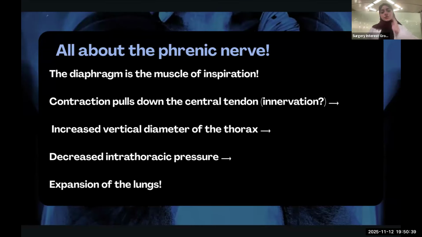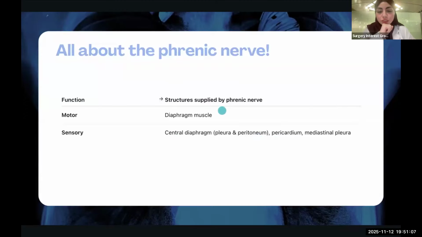Now, when I'm increasing this vertical diameter, I'm going to cause a decreased intrathoracic pressure. You guys will learn more about this in your physiology, but increasing this vertical diameter will cause negative pressure, and negative pressure sucks, which means I can get the air inside the lungs, okay? And this is how I can expand the lungs. Make sense? Okay.